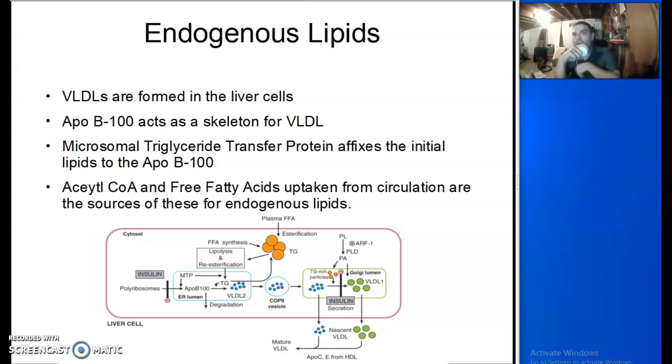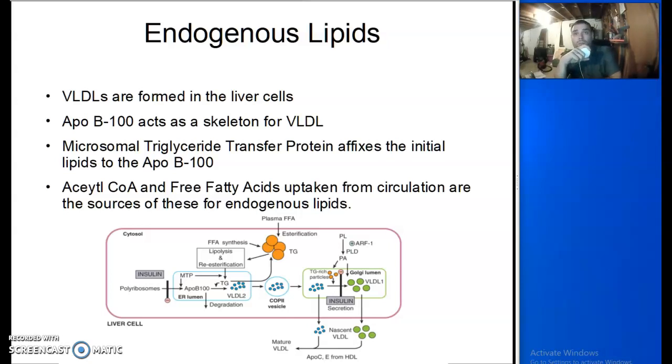So first within it, VLDLs are formed within hepatocytes, or liver cells. The ApoB100 is going to be our skeleton for the VLDL. That's what's going to allow for lipids to be attached. Microsomal triglyceride transfer protein, or MTP, affixed to the initial lipids. However, further lipids are going to be attached via other processes.